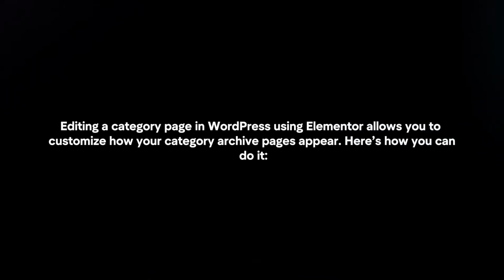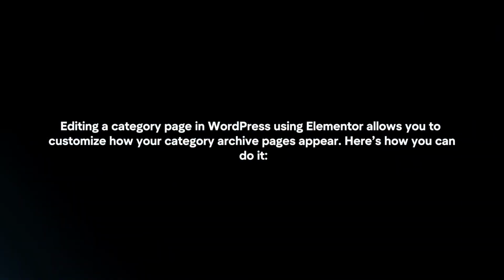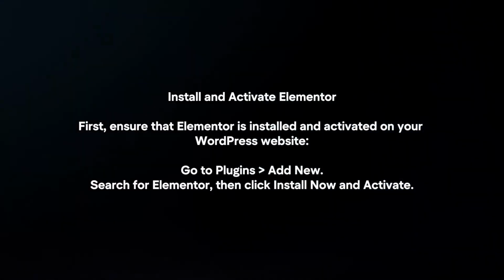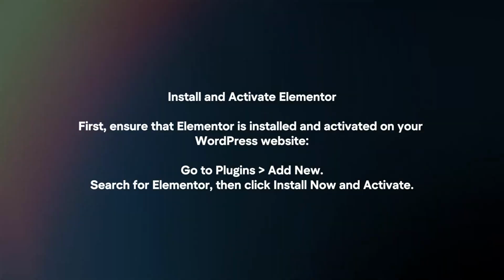Editing a category page in WordPress using Elementor allows you to customize how your category archive pages appear. Here's how you can do it. Install and activate Elementor. First, ensure that Elementor is installed and activated on your WordPress website.